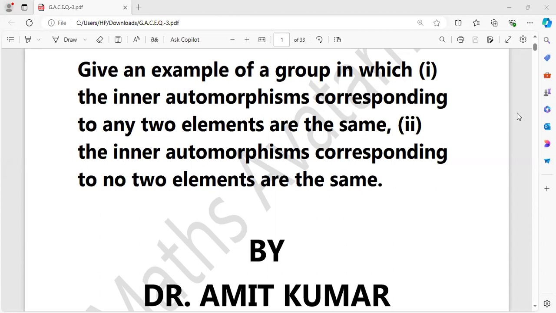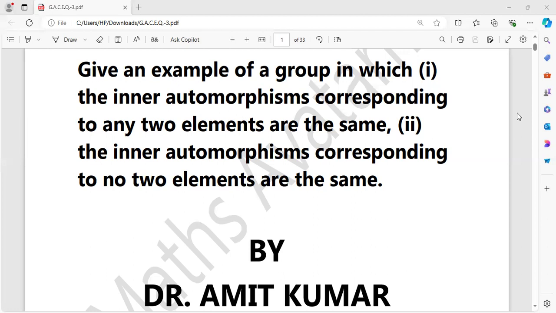So, today we are going to see another important question. We have to find an example of a group. Give an example of the group in which, question number one, the inner automorphisms corresponding to any two elements are the same. Second one, the inner automorphisms corresponding to no two elements are the same. It means we have two questions, and in each one we have to find a group which satisfies the given criteria. Okay.